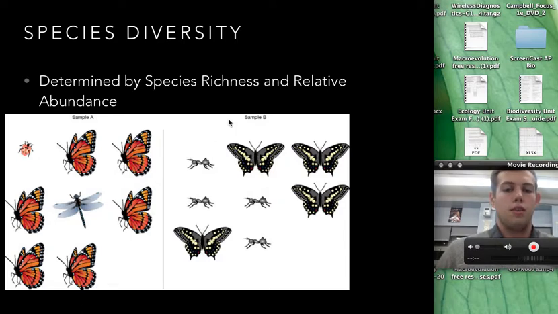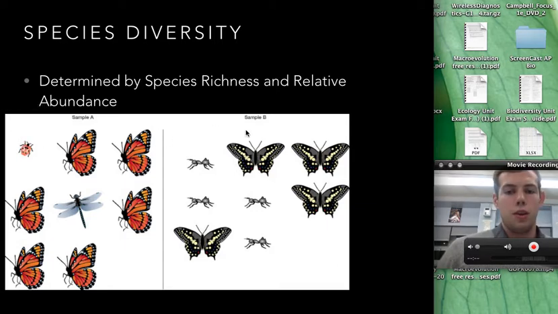The second factor you need to look at for species diversity is relative abundance. Relative abundance is the number of individuals of each species within that community or ecosystem. If I'm looking at sample B and sample A here, I see 4 butterflies and 4 ants in sample B. I see 5 butterflies, but only 1 dragonfly and 1 ladybug in sample A.